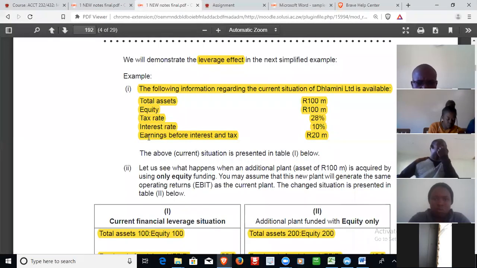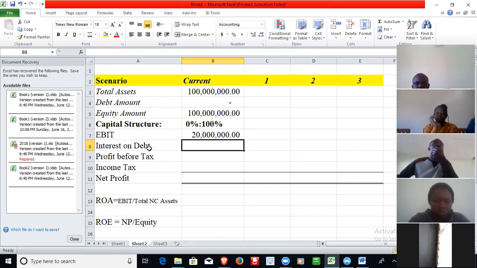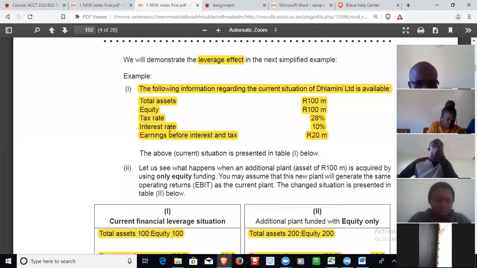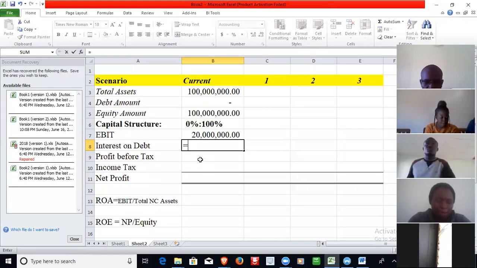Then we are told from that investment of that asset, we are going to get earnings before interest and taxes of 20 million. And then interest on debt, we are told interest on debt is 10%. Let me put the formula, it's equal to 0.10 multiplied by what?